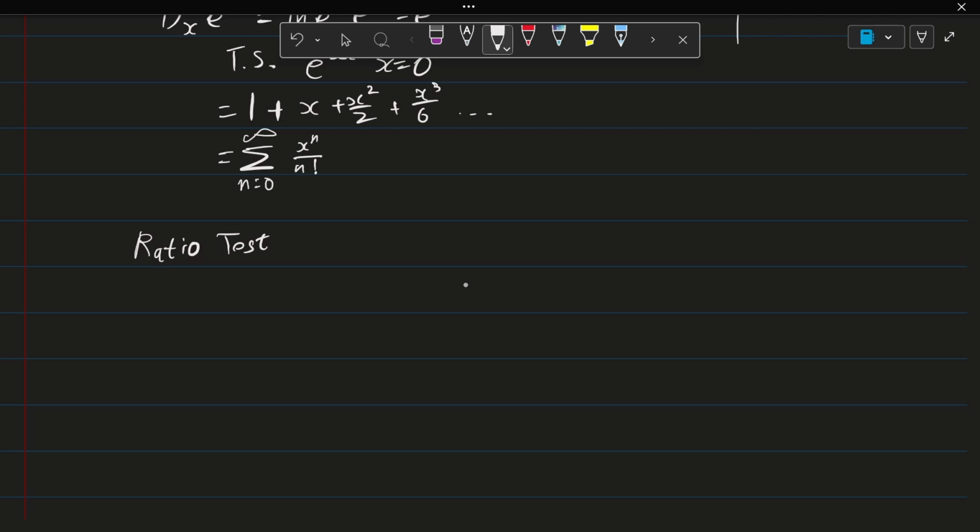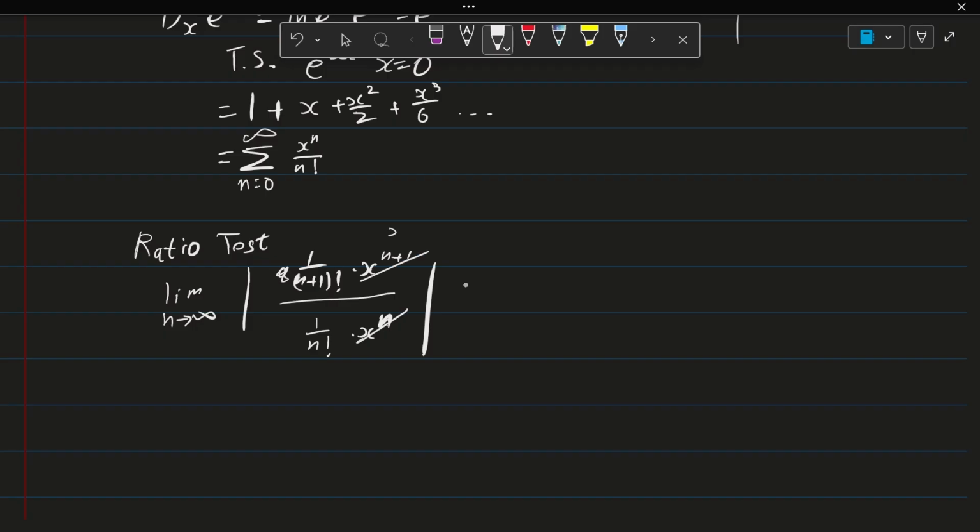The ratio test tells us that we take the limit as n goes to infinity of the absolute value of a_(n+1), which is 1 over (n+1) factorial, multiplied by x to the power n+1, divided by a_n, which is 1 over n factorial, multiplied by x to the power of n. So we could cross this out to obtain x, and so we would obtain the absolute value of x over n+1, and this has to be less than 1 for it to converge.